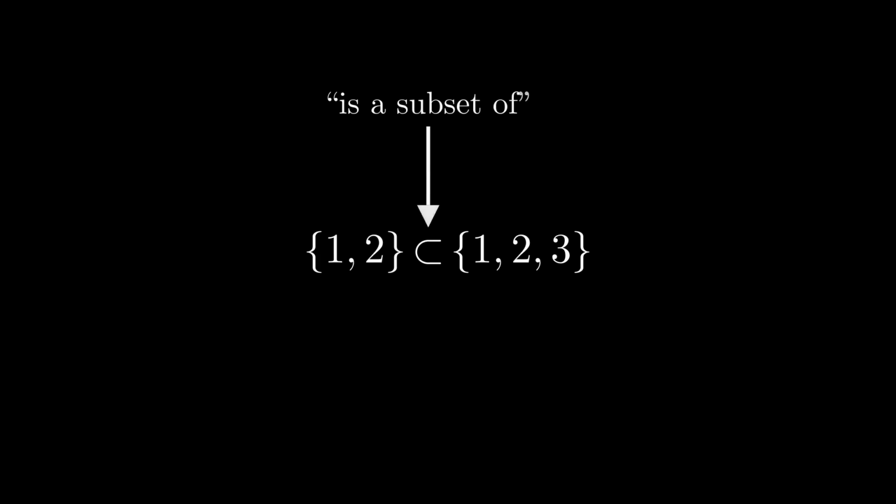This sideways U symbol is the symbol we use to say that the set on the left is a subset of the set on the right. Notice that the set on the right is not a subset of the set on the left, since the element 3 is not contained in the set on the left.